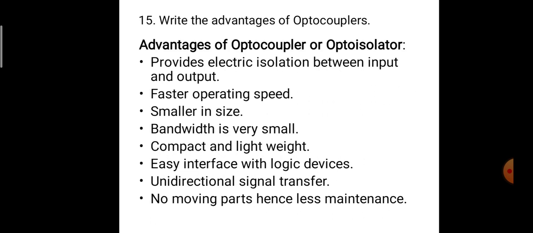15th question. Write the advantages of optocouplers. Now we are discussing the advantages of optocouplers or optoisolators. Provides electric isolation between input and output. Faster operating speed. Smaller in size. Bandwidth is very small, compact and lightweight. Easy interface with logic devices. Unidirectional signal transfer. No moving parts, hence less maintenance.